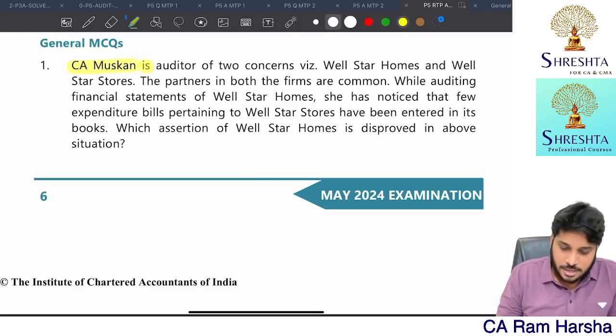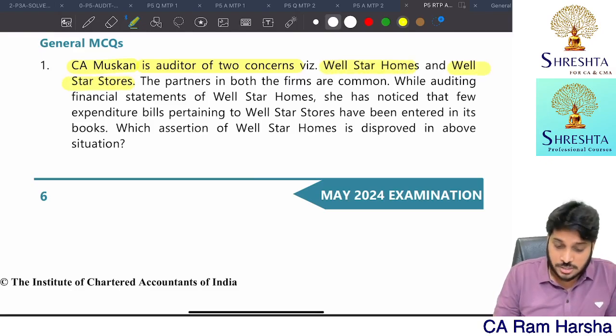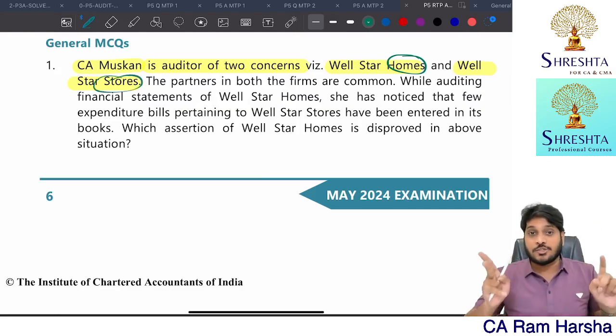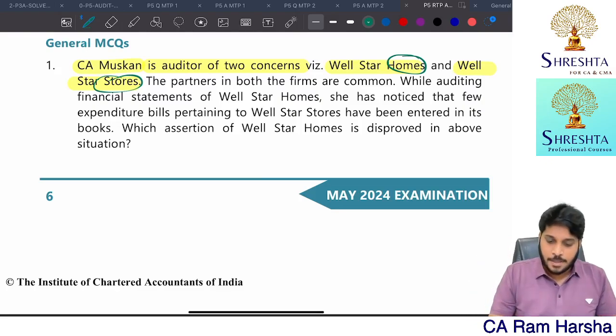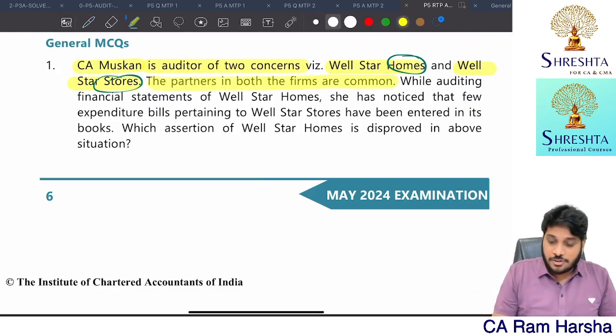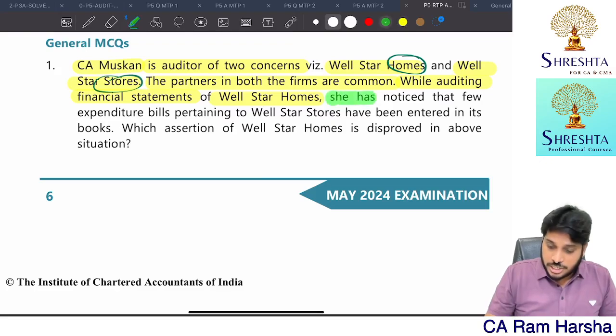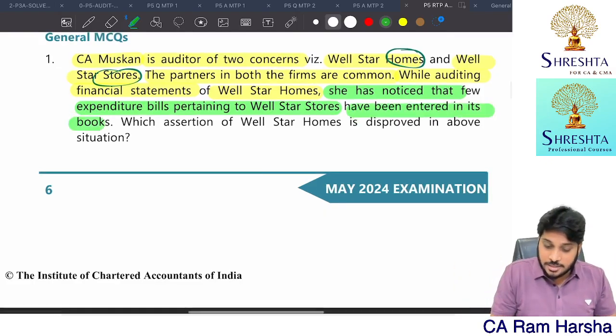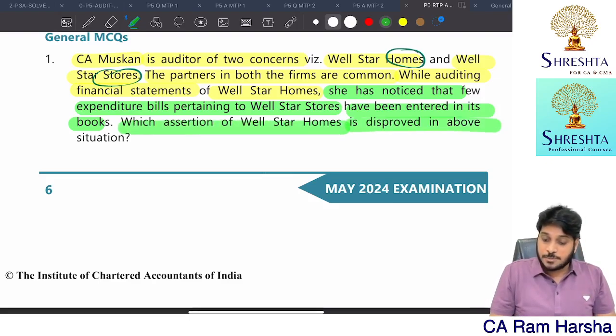C.A. Muskan is auditor of two concerns, Wellstar Homes and Wellstar Stores. Confusing, no? You are auditor for two entities, one is Homes, another one Stores. The partners in both the firms are common. While auditing financial statements of Wellstar Homes, she noticed that a few expenditure bills pertaining to Stores, another entity, related purchases were entered in the books of accounts of Homes. Which assertion of Wellstar Homes is disproved in the above?